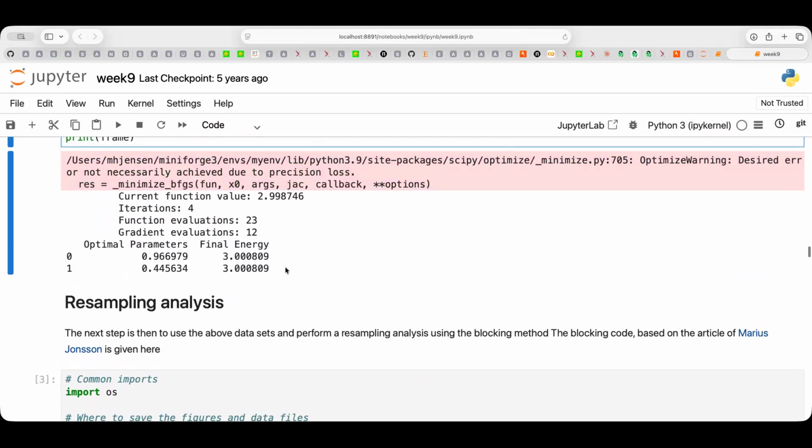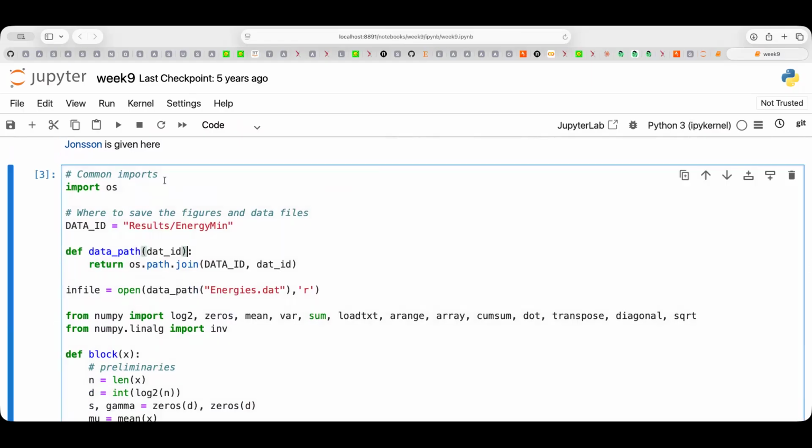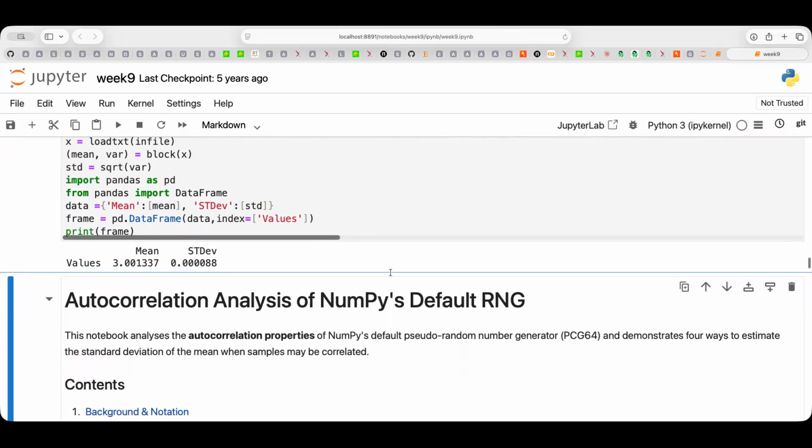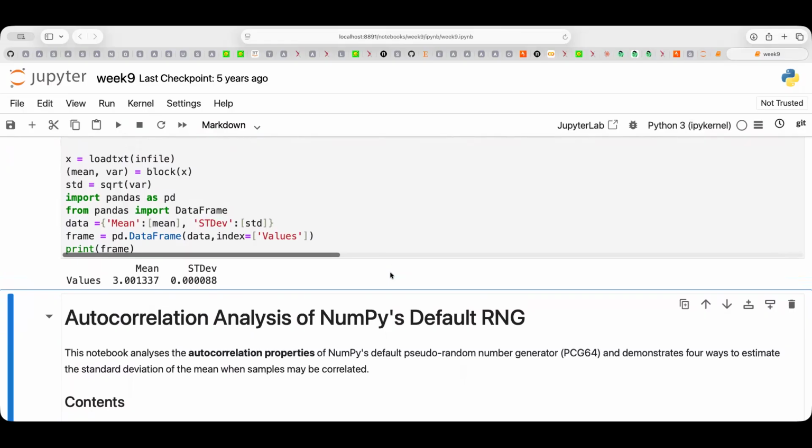And you can then just load the data set. Let me just do that. And you can load the data set and you have the mean value, and then you have the standard deviation which the method comes up with. And this will be the final numbers which you would publish. Very exciting.